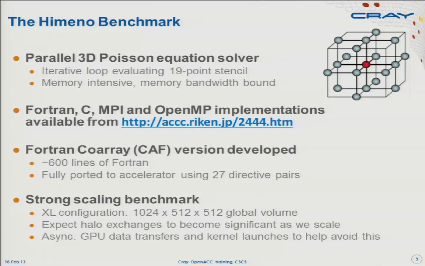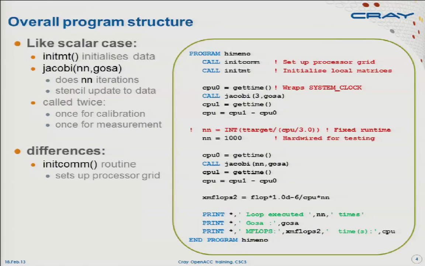It's about 600 lines of Fortran. To port this to the accelerator, we used about 25, 30 directives. That's more than we were using for the scalar code because there is the extra complication of all these data transfers. So what does the code look like?